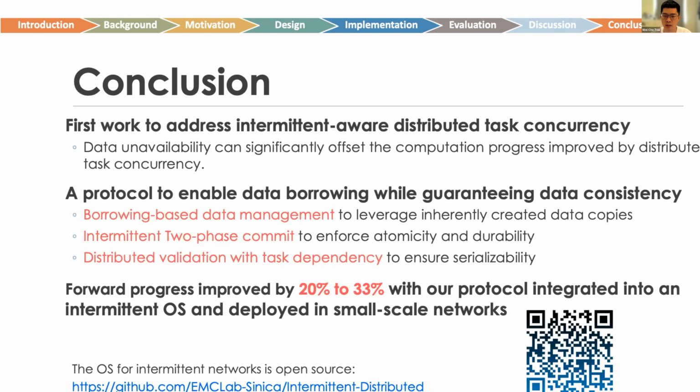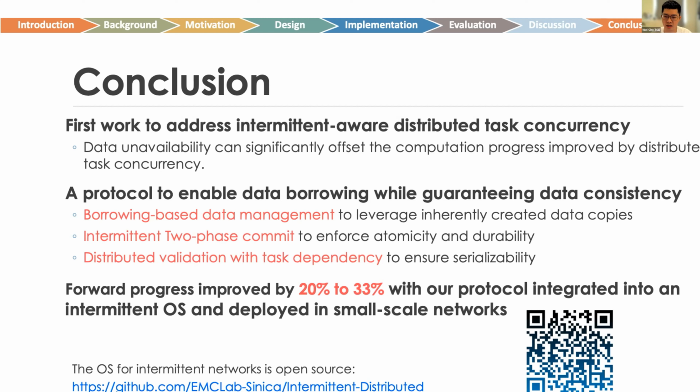To conclude, to the best of our knowledge, this paper is the first work to address intermittent-aware distributed task concurrency, where we found that data availability can offset the computation progress improved by distributed task concurrency. To address this issue, we propose a protocol to enable data borrowing while guaranteeing data consistency. And we also designed the borrowing-based data management to leverage inherently created data copies.